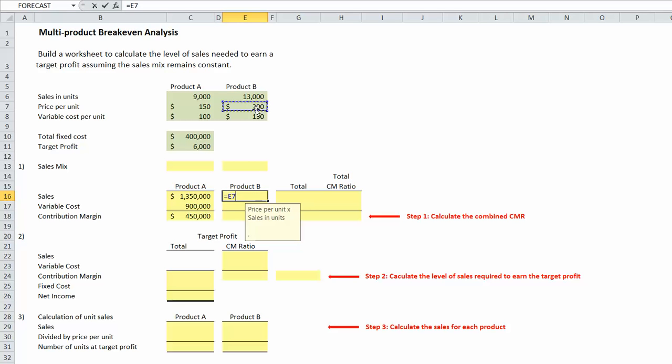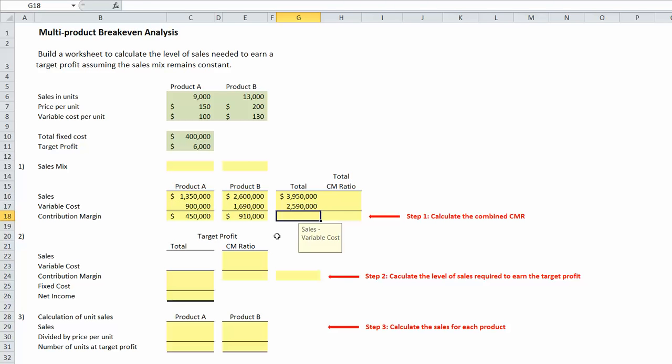We take our $200 selling price times 13,000 units. For our variable cost, we take $130 per unit and multiply it by the 13,000 units. And again, our contribution margin is our sales minus our variable cost. For a combined company, we just add together our sales of product A plus our sales of product B. And for variable cost in total, we take the variable cost of A plus the variable cost of product B.